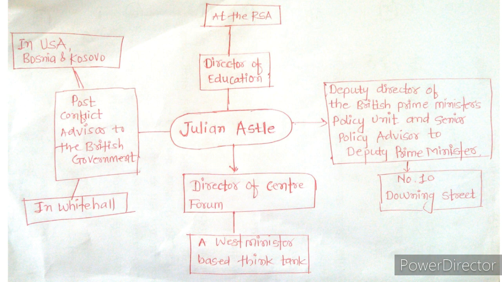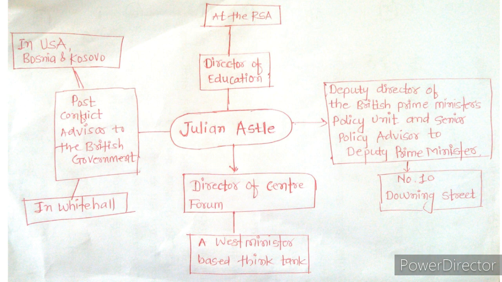See, what is important in the mind map is that we have to put forward the main idea, right, surrounded by supporting ideas, and the supporting ideas will be explained with the help of other ideas, right? So here I have taken Julian Astle as the main idea, right? Now the different places where he has worked, the positions, are the supportive ideas, and I have also added the points which will clarify the supportive ideas. So Julian Astle is the main idea. Now I have taken here the different positions that he has held.